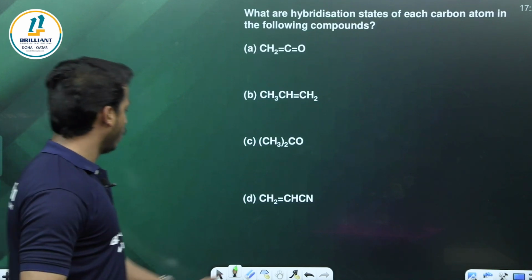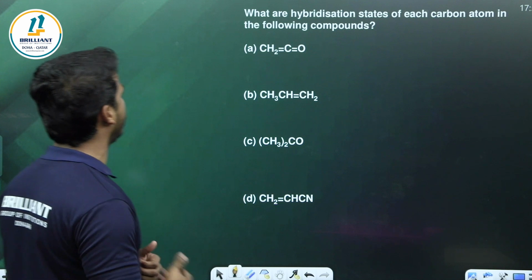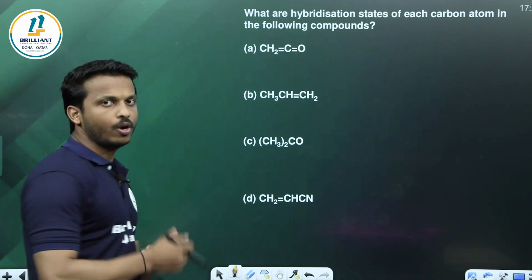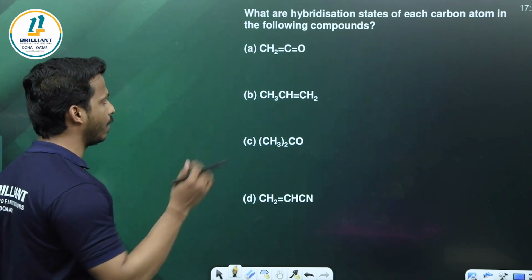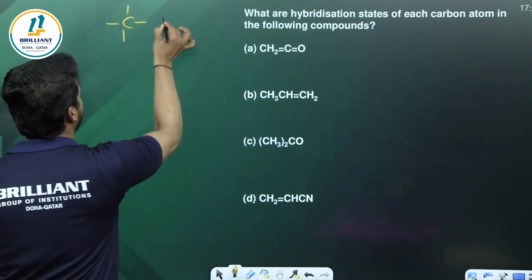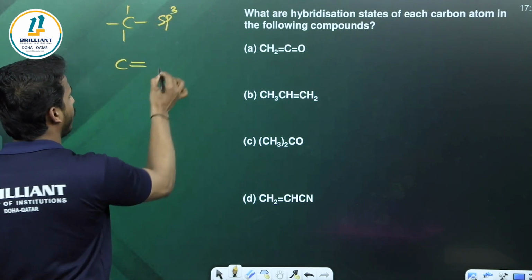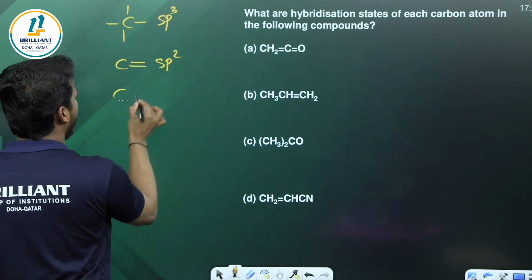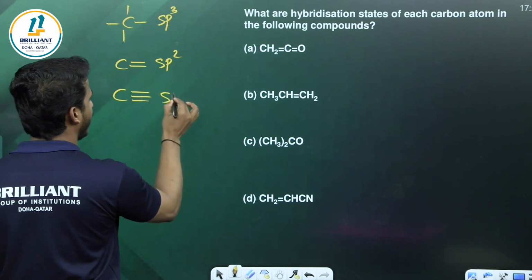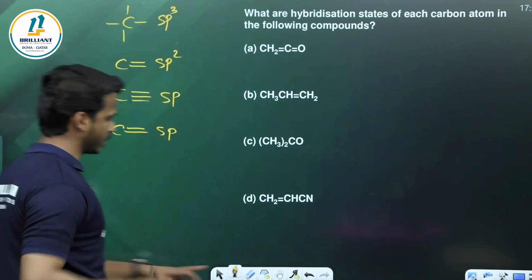Okay, next one. What is the hybridization state of each carbon atom in the following compound? You know, checking hybridization is very easy. Keep in mind: if a carbon is fully single bond connected, its hybridization is sp3. If a carbon has one double bond connection, it's sp2. If a carbon has a triple bond, that is sp. If a carbon has double bonds on both sides, then also sp. Just keep in mind.